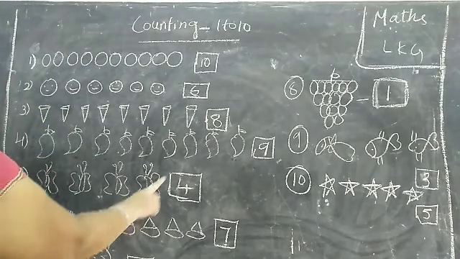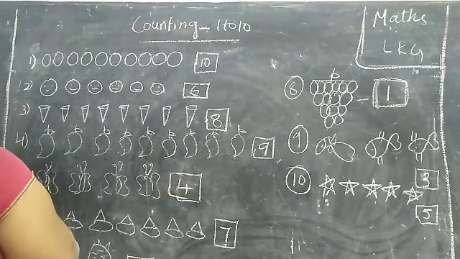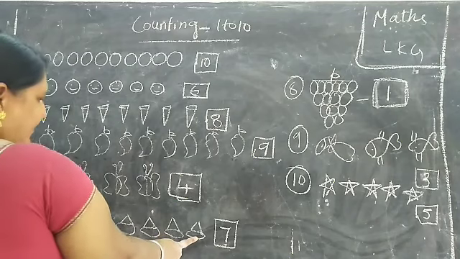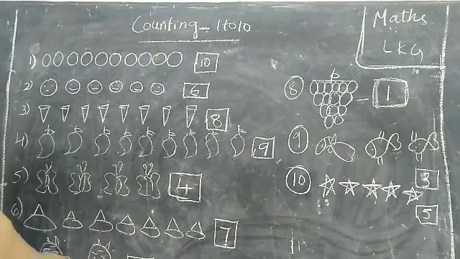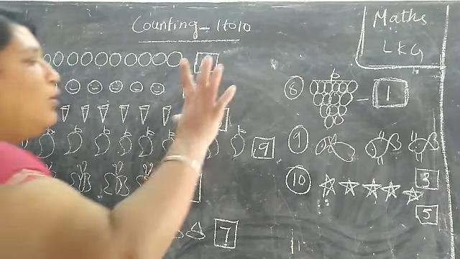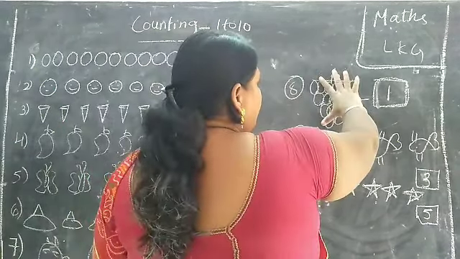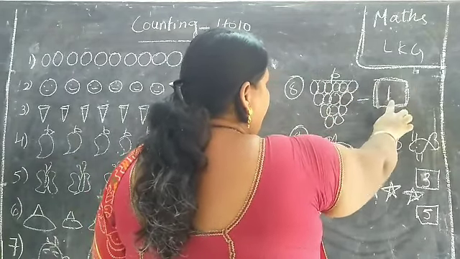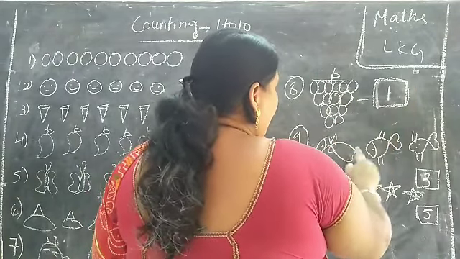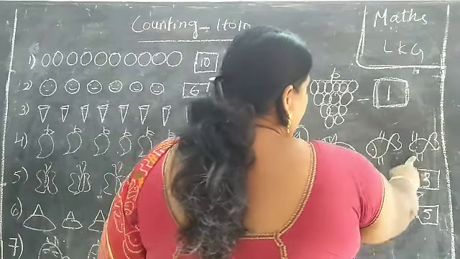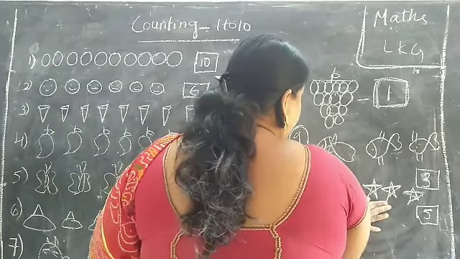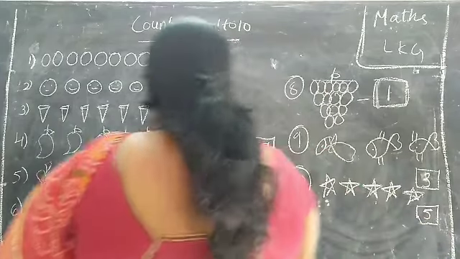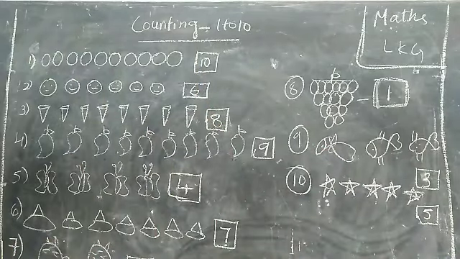1, 2, 3, 4 butterflies. So 4. 1, 2, 3, 4, 5, 6, 7 hats. So here we write 7. 2 teddy bears. So here we write 2. Only 1 mango bunch. So here we will write 1. 3 fishes. So here we will write 3. 5 stars. So here we will write 5. So counting 1 to 10. Understood, children?